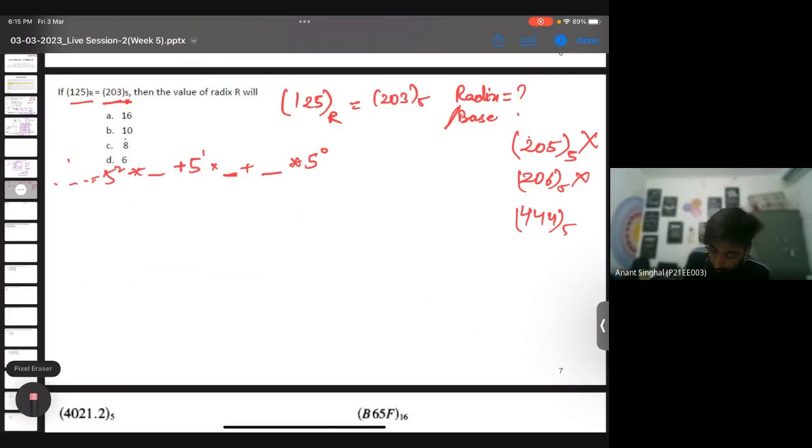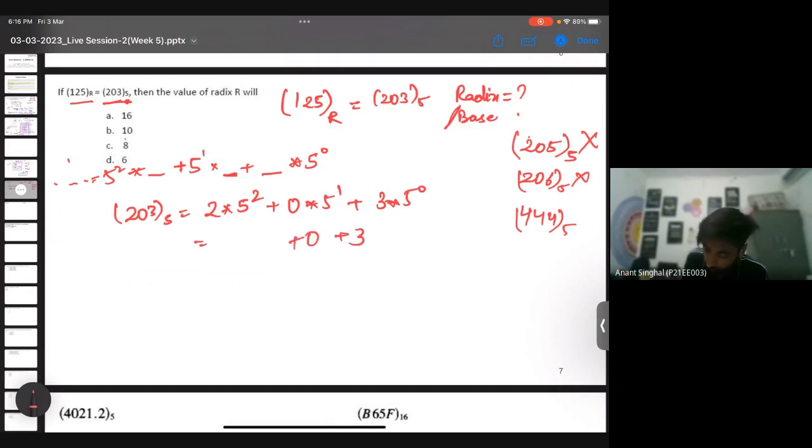So if I try to convert this RHS, which is 203 to the base 5, it will be nothing but 2 into 5 to the power 2 plus 0 into 5 to the power 1 plus 3 into 5 to the power 0. This will be nothing but 3 plus 0 plus 50. This will be 53, and similarly for R we will write the same thing.